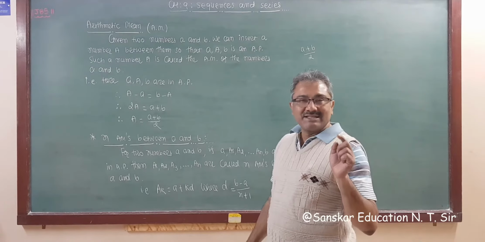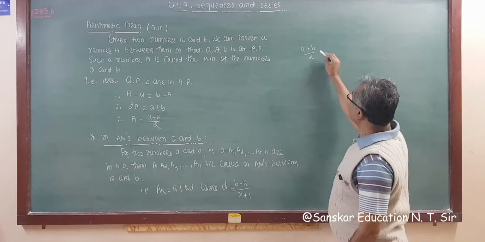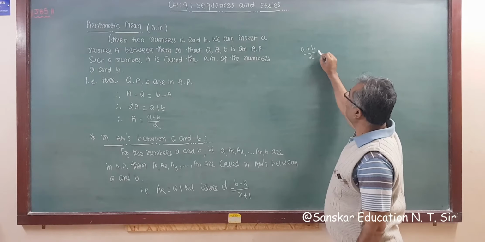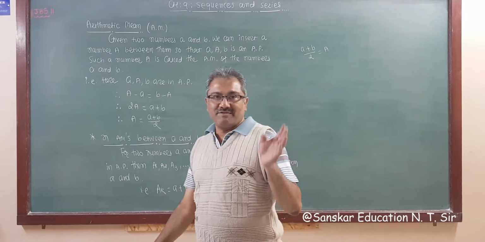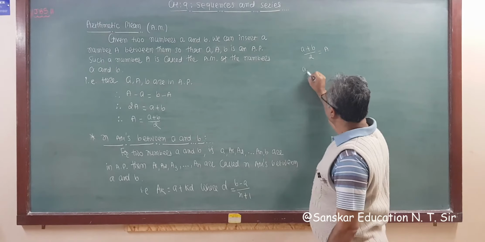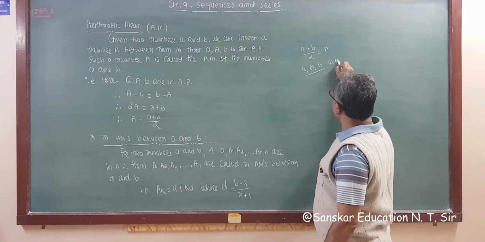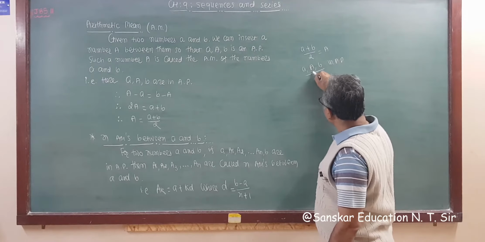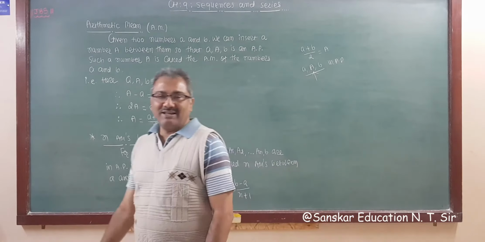You learn this in statistics as the mean, right? This (a plus b) by 2 is called the arithmetic mean if these three numbers, a, capital A and b, are in AP. Then this A is called the arithmetic mean, in short AM, right?